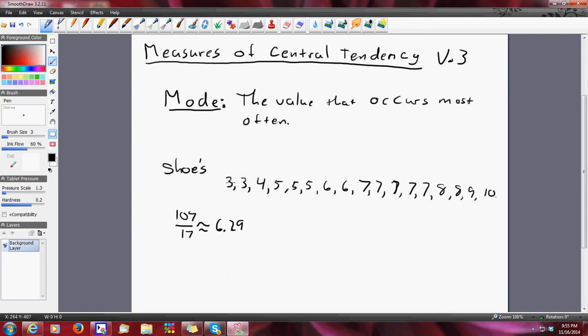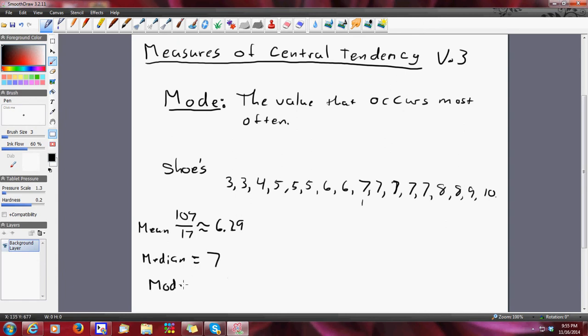And I have 17 shoes, so let's say I'm going to count 8 out. 1, 2, 3, 4, 5, 6, 7, 8, 9. So my mean was 6.29, and my median was 7, but that just means that half my shoes were smaller than size 7, and half my shoes were greater than size 7, but that doesn't really help me out too much.